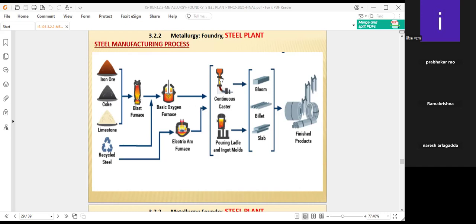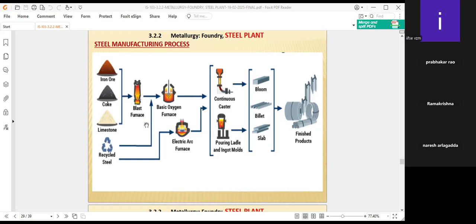Then it comes to the continuous caster, blooms, billets, slabs, where from the electric arc furnace it becomes a pouring ladle and the ingot. Ingots means mold casting, we can say. We already discussed the metallurgy, but in a steel plant, sometimes they have both processes. Like this the finished product will come in the form of wires, pipes, sheets, beams, channels.